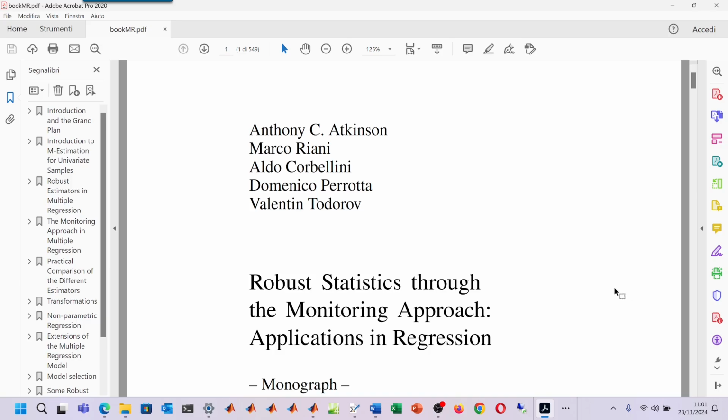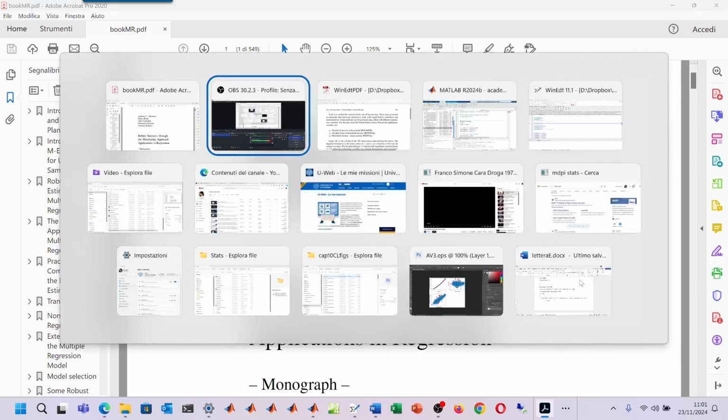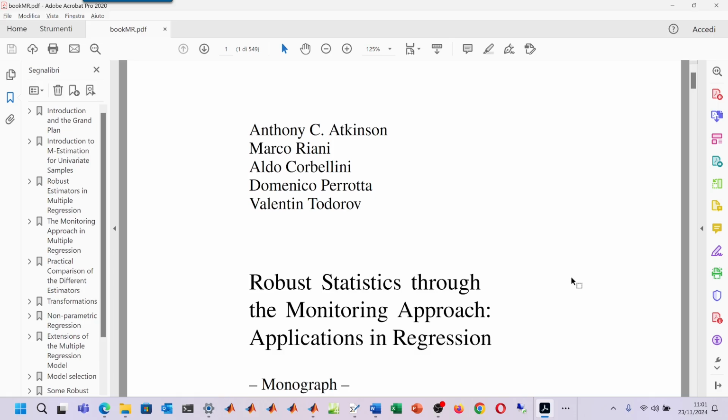Now we are going to introduce some analysis of some income data taken from our new and exciting book on robust regression analysis, which we have written with 3 co-authors, Aldo Corbellini, Domenico Perrotta, and Valentin Todorov.